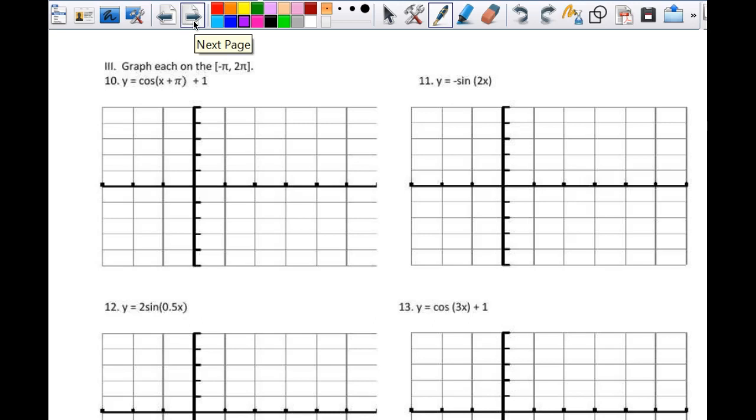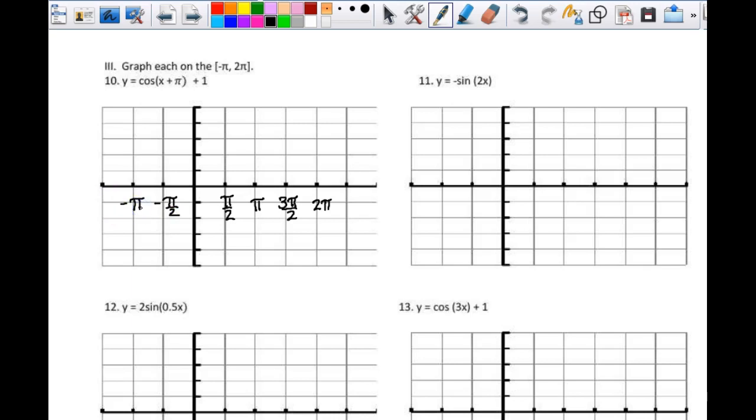So now we're going to graph each one of these, again on our domain of negative pi to 2 pi. The only reason I might want to change my scale on my x-axis is if I have a compression or a stretch that would just make it too difficult to do it on the one that I've been doing, but I think we're good on that, so we'll leave it as pi halves, pi, 3 pi halves, and 2 pi, and then negative pi halves and negative pi.